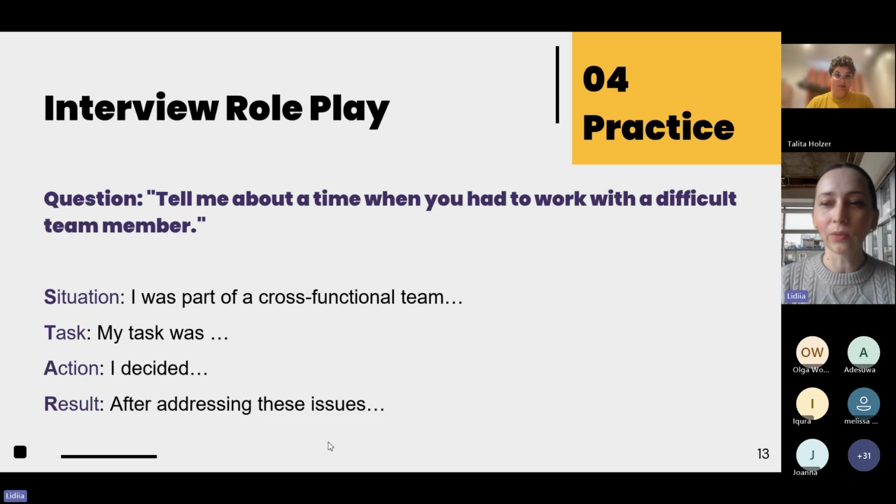So back to the interview. Now Talita will give a more structured answer to the same question. So Talita, tell me about the time when you had to work with a difficult team member.